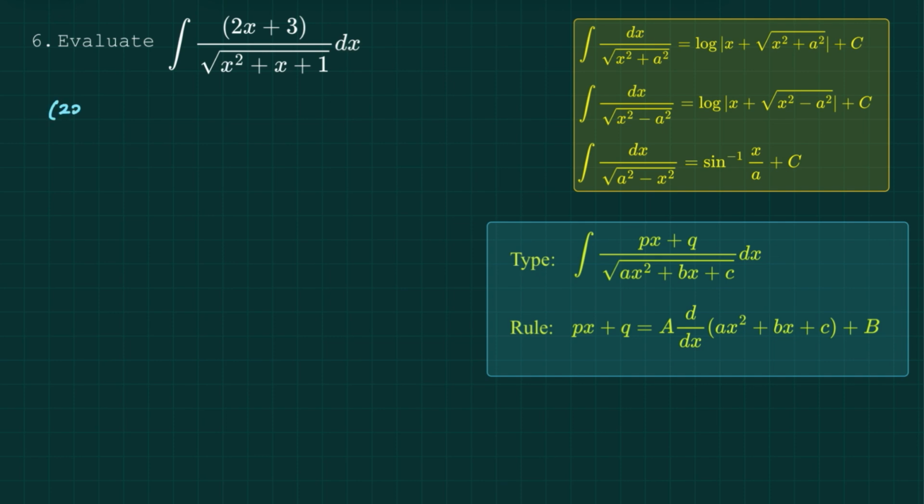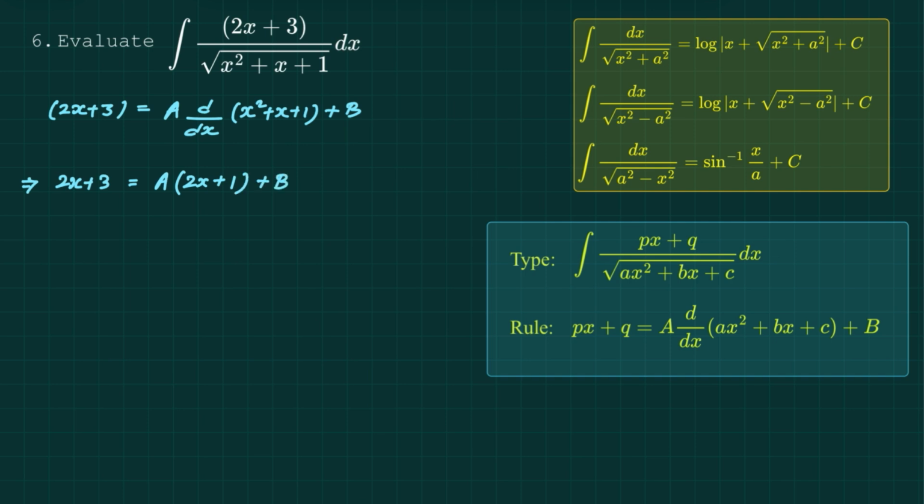So using the rule here, we first put the numerator, that is 2x plus 3, equals any number a into d/dx of the denominator, that is x square plus x plus 1, but skip the square root, plus b. So this implies 2x plus 3 equals a into the derivative of x square, which is 2x, and the derivative of x is 1, plus b. So 2x plus 3 equals 2ax plus a plus b.